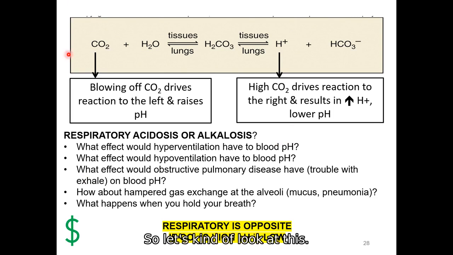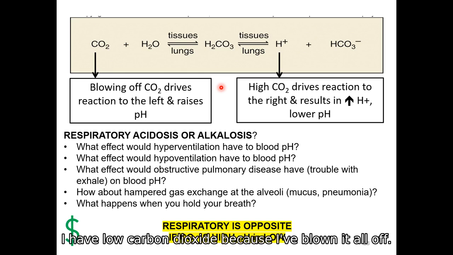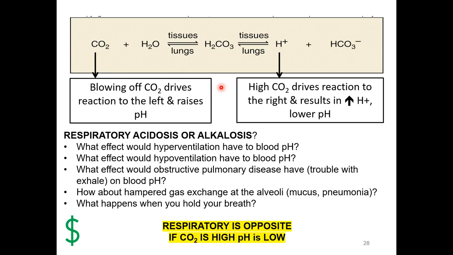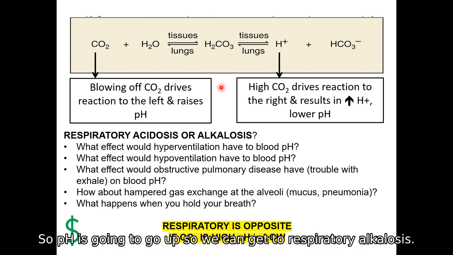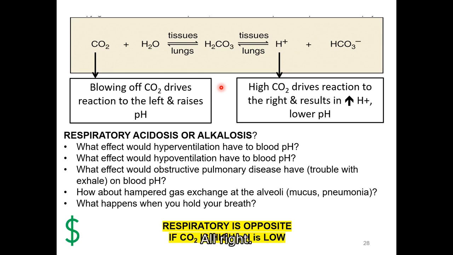All right, so let's look at this. You look at that picture, and if I'm hyperventilating, okay, I'm emotionally distressed, I am hyperventilating. What do you get? What's happening to my pH as I'm doing this? Yeah, very good, it's going up, right. So I have low carbon dioxide because I've blown it all off. So pH is going to go up. So you can get to respiratory alkalosis.